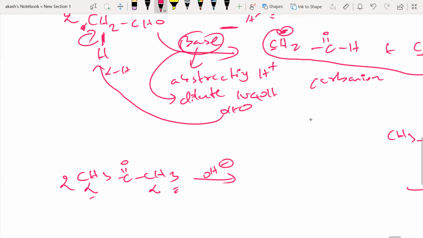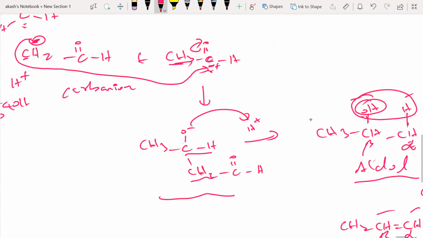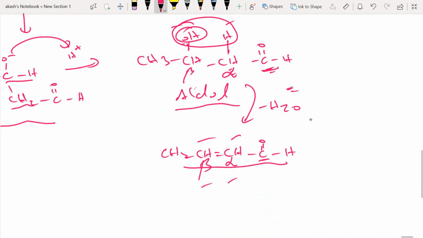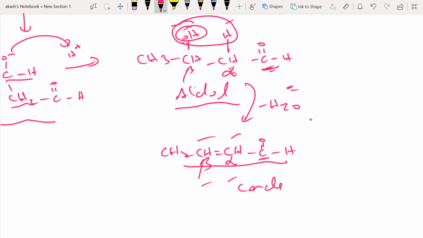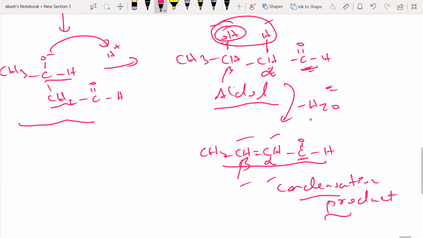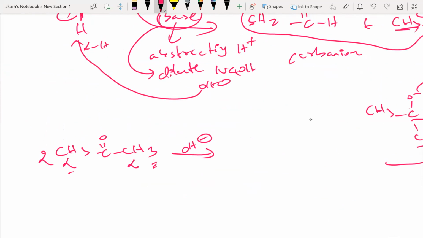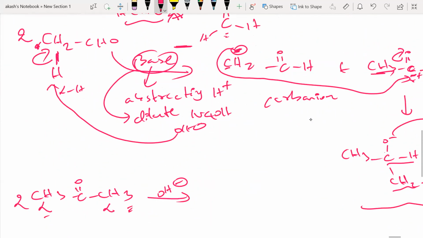Show me the mechanism first, then show me the aldol, and then show me the final product, the condensation product. This is your condensation product. Okay, the aldol product and the condensation product, everything you have to show along with the mechanism for this particular compound. Okay, can you do this and send it to me on WhatsApp?